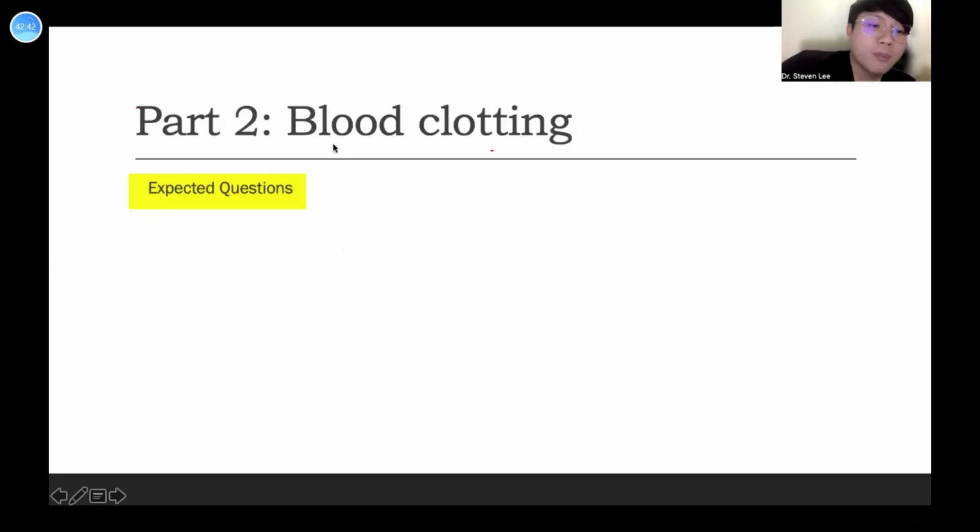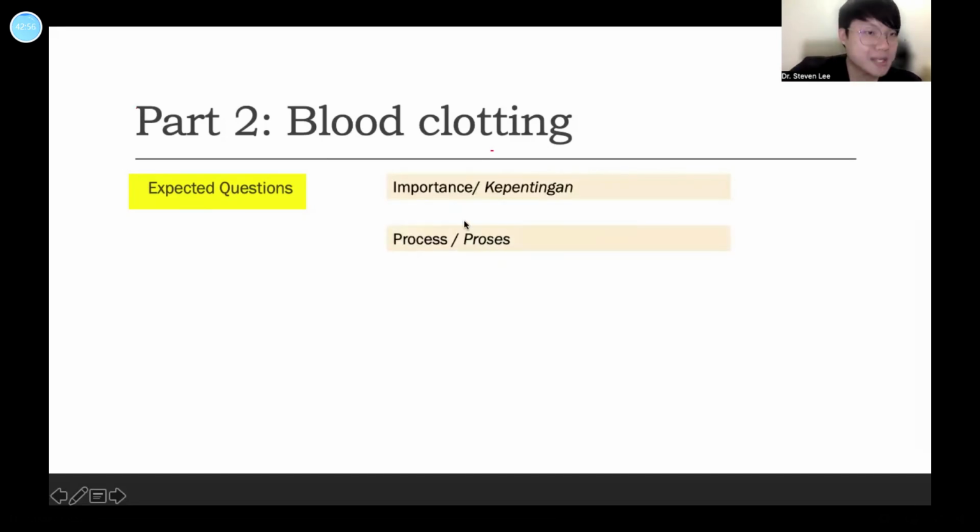Okay, blood clotting. So for part 2, which is blood clotting, how many types of questions can they come out in exam? You should know already. 3 types. Which 3 types? First one is importance: why blood clotting is important. Number 2 is the process. And number 3 definitely is the disease regarding blood clotting. These are the 3 types of questions they will ask you. So we go on to the first one, which is the importance.